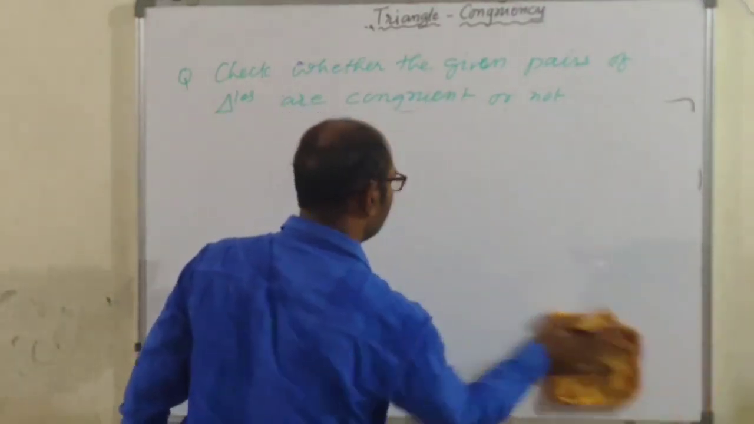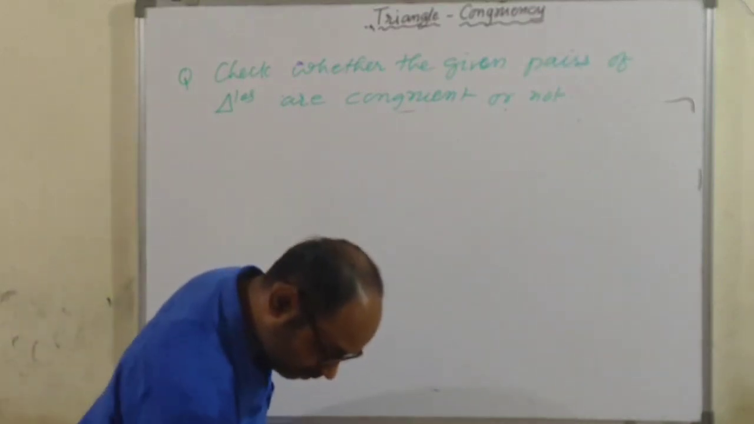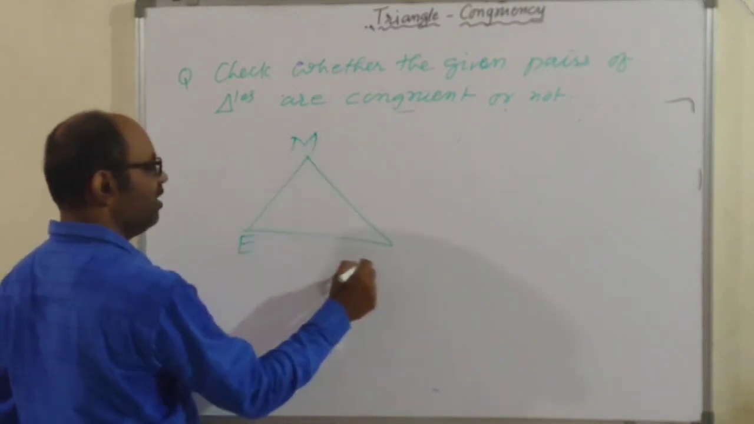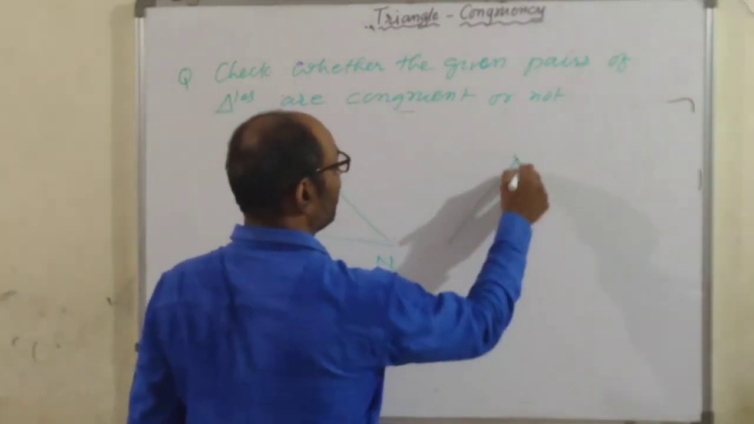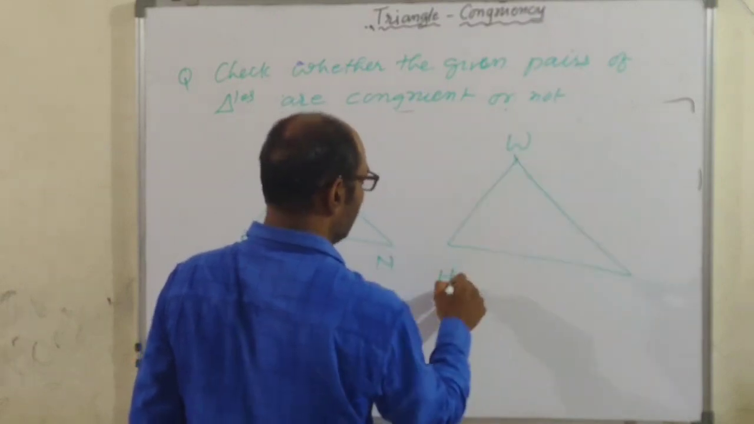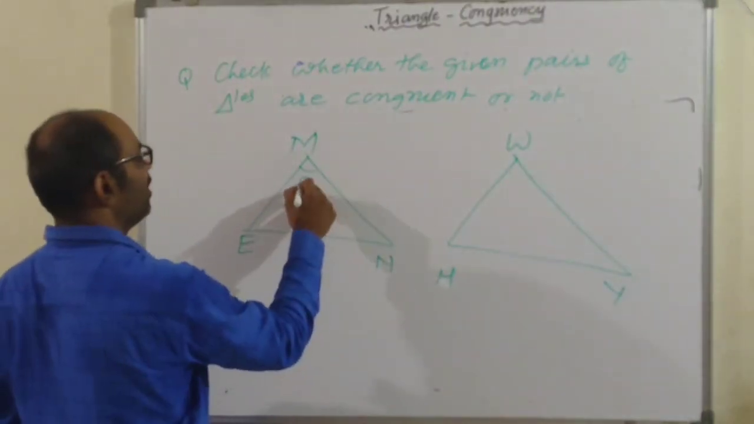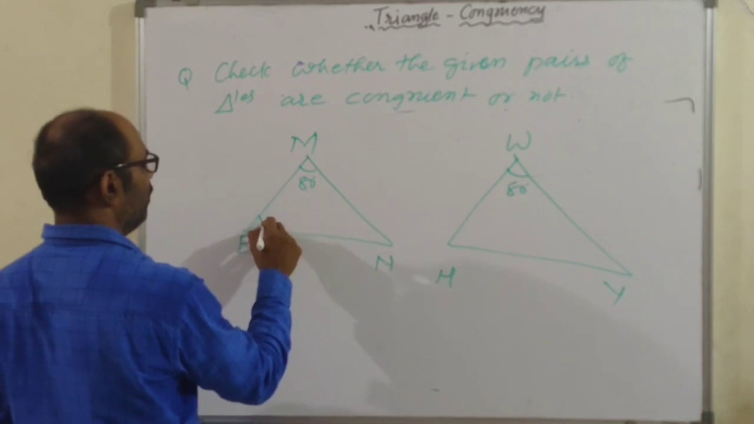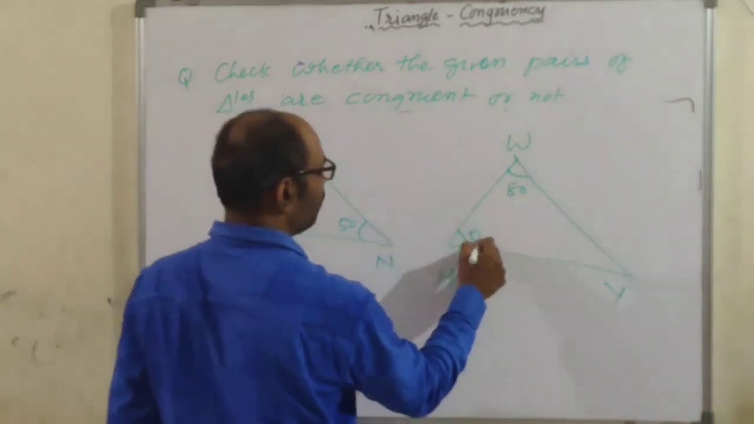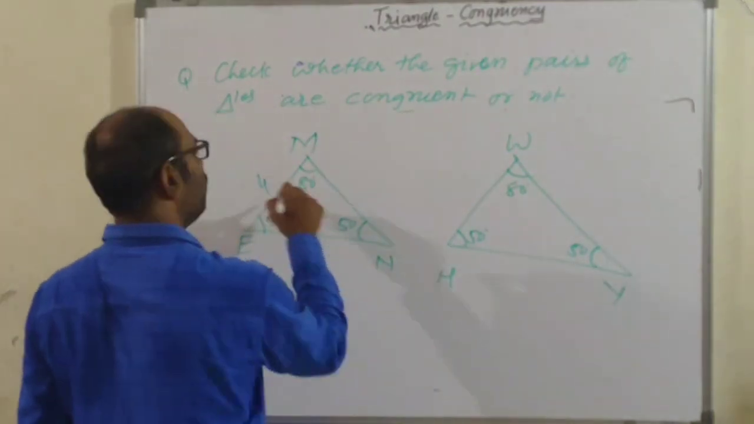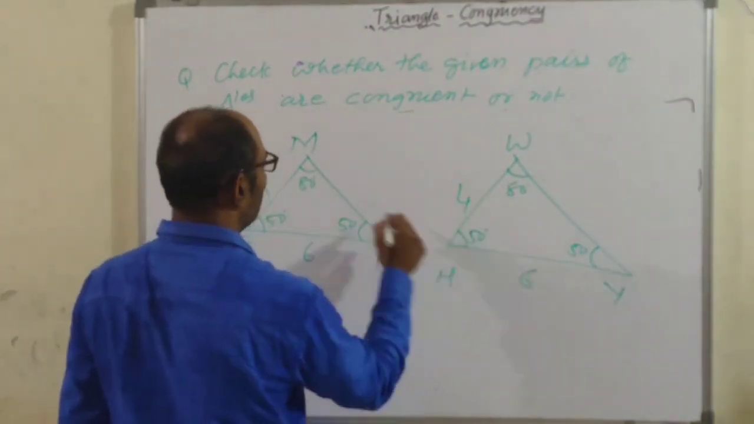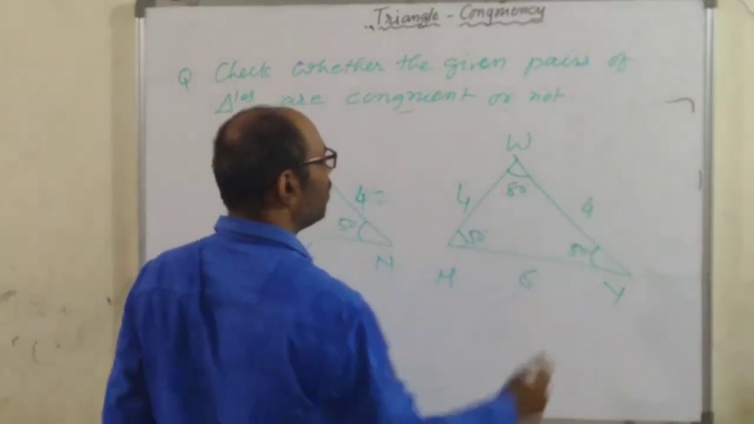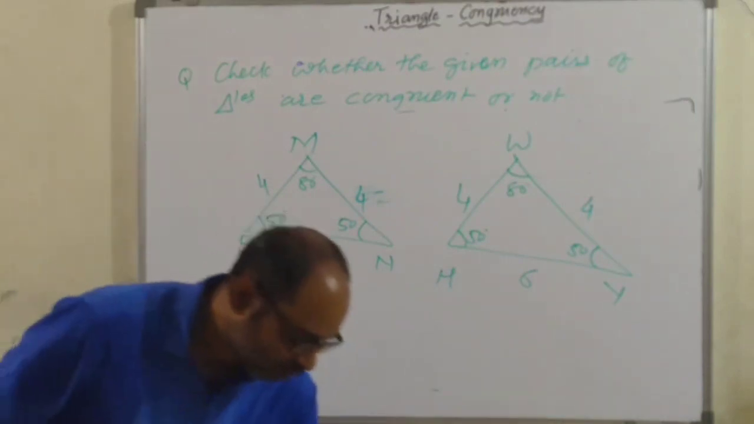Next example. Triangle MEN and triangle WHY. This is 80 degree, this is 80 degree, this is 50, this is 50, this is 50, this is 50. This is 4, 4, 6, 6 centimeter, okay, this has to be 4, 4. Alright. Tell me.